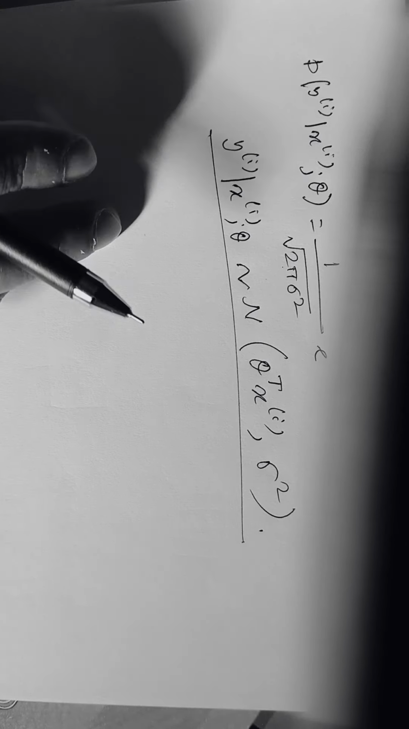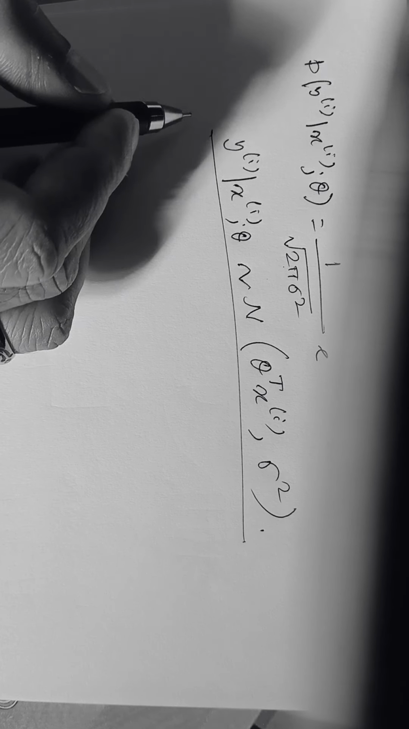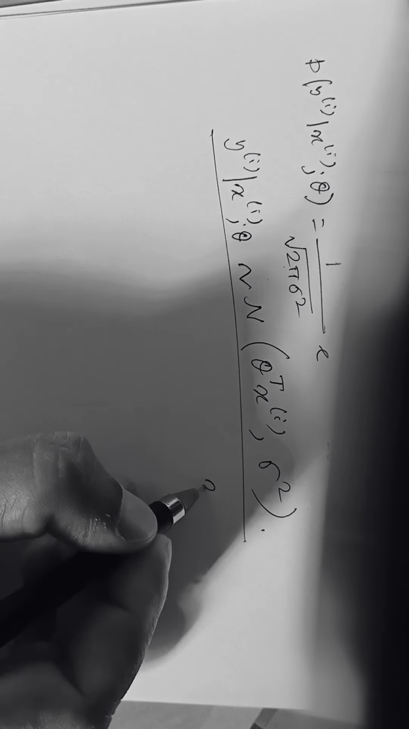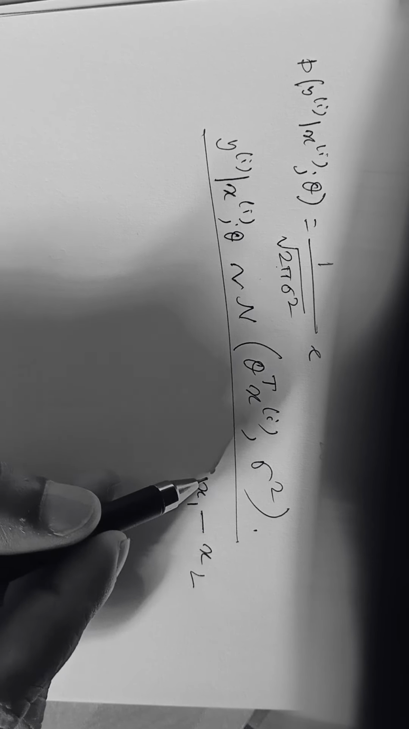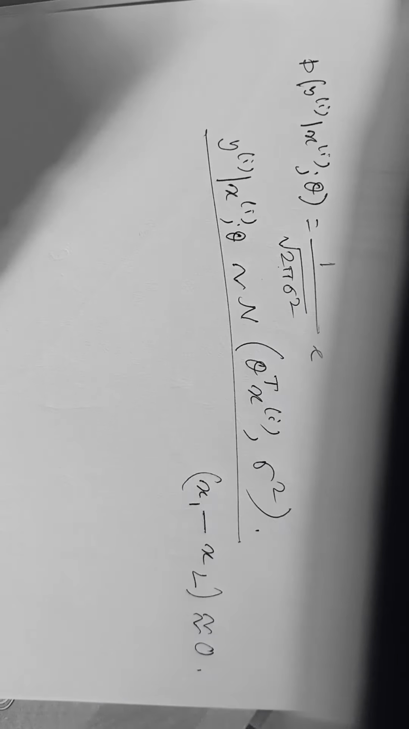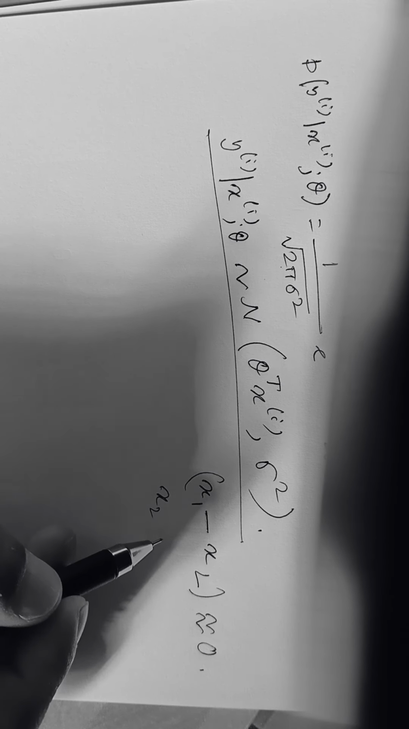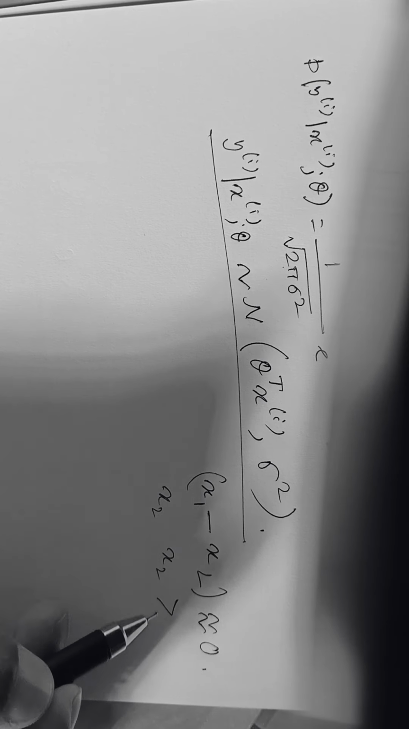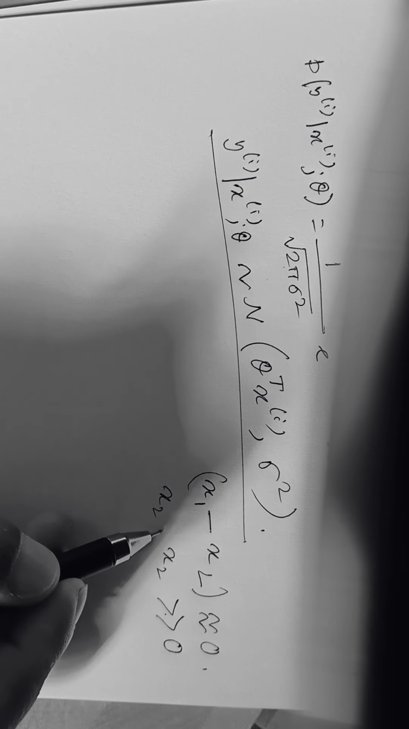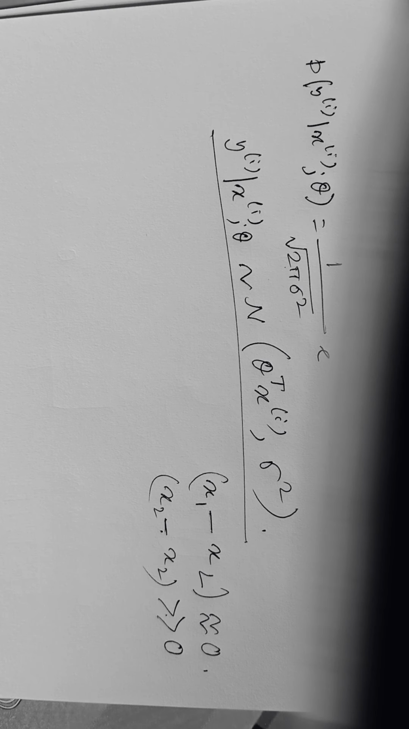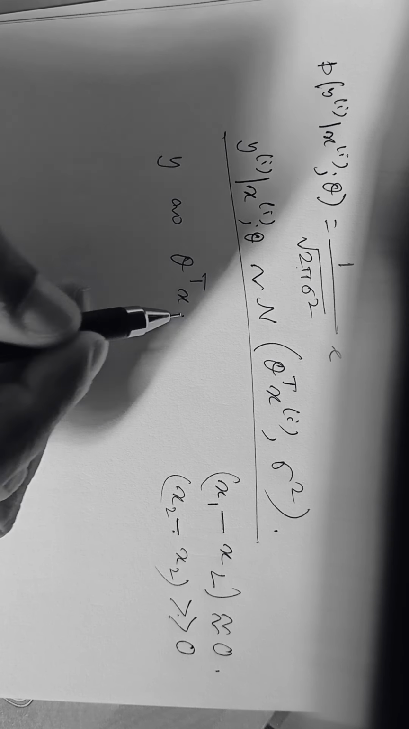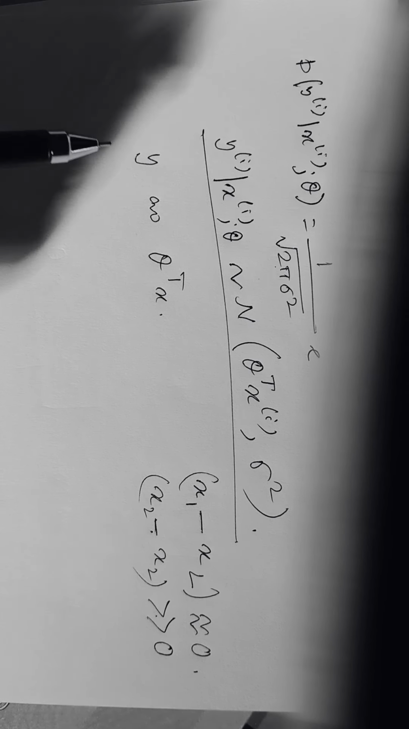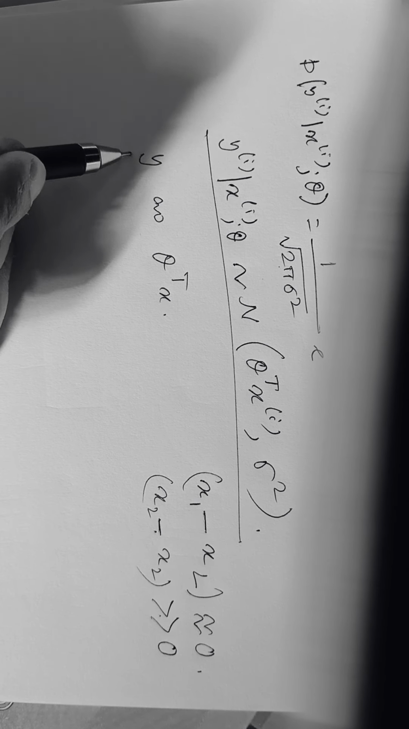Again, as we discussed in the last class, the likelihood function means: suppose there are two variables x1 and x2. x1 will be more likely to x2 if the difference between x1 and x2 is nearly 0. If these two are not alike, then the difference will be much greater than 0. So our target is to find the likelihood between y and theta transpose x.